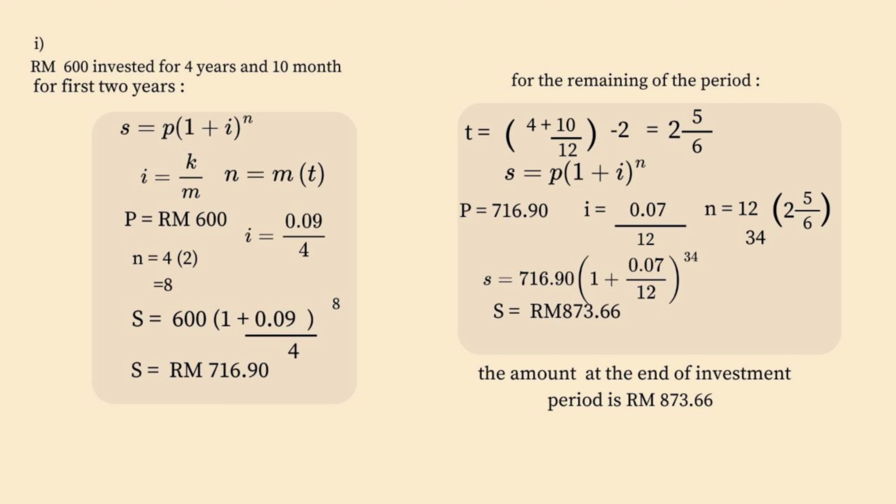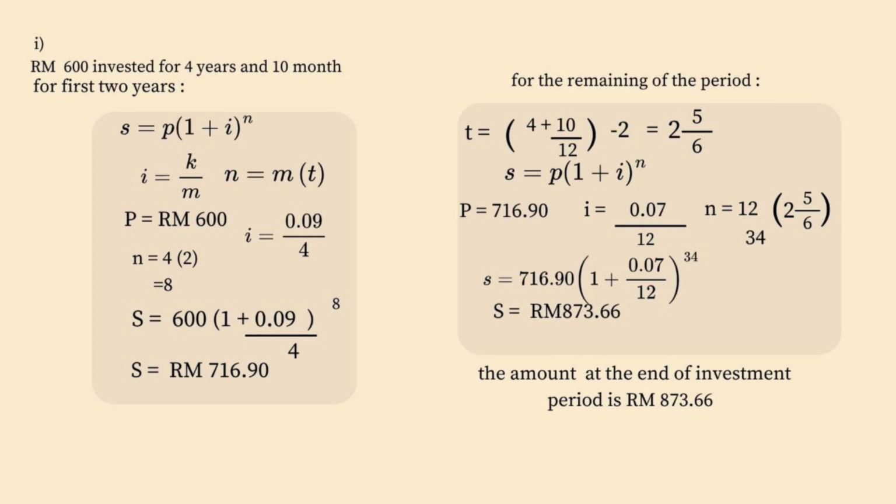600 ringgit is invested for 4 years and 10 months. For the first 2 years, the interest is 0.09 and the principal is 600 ringgit. i equals 0.09 over 4 and n equals 4 times 2 equals 8. So S equals 600 in bracket 1 plus 0.09 over 4 to the power of 8. So S is equal to 760 ringgit 90 cents.